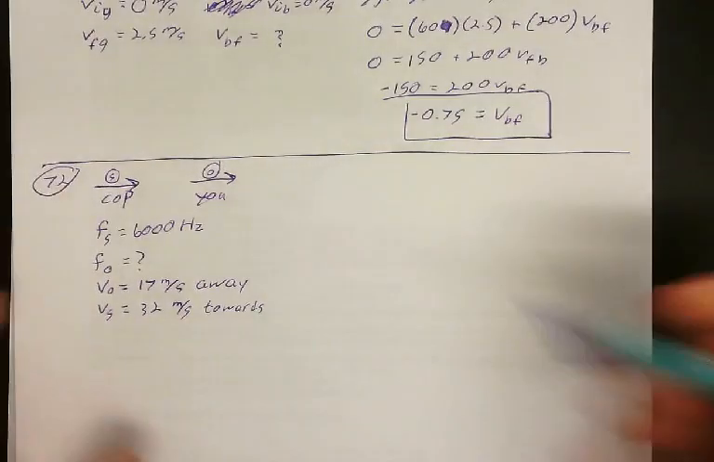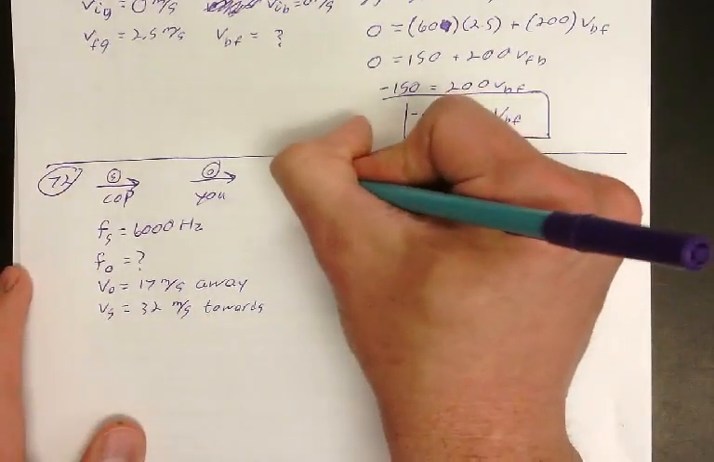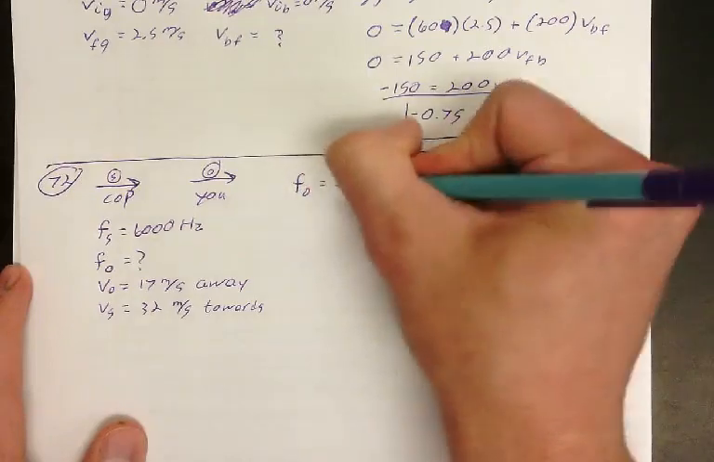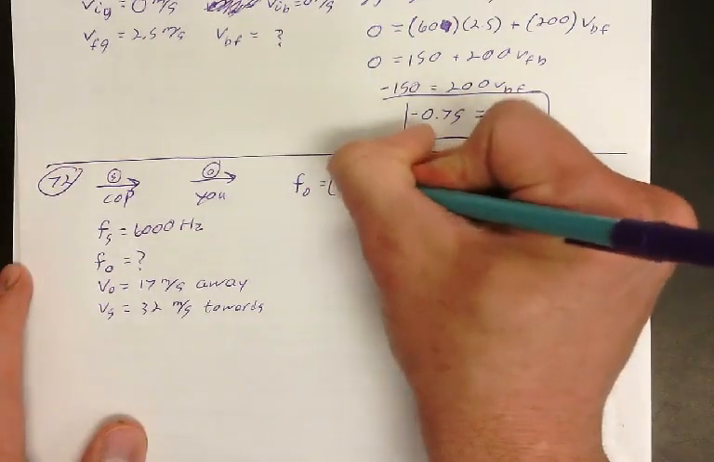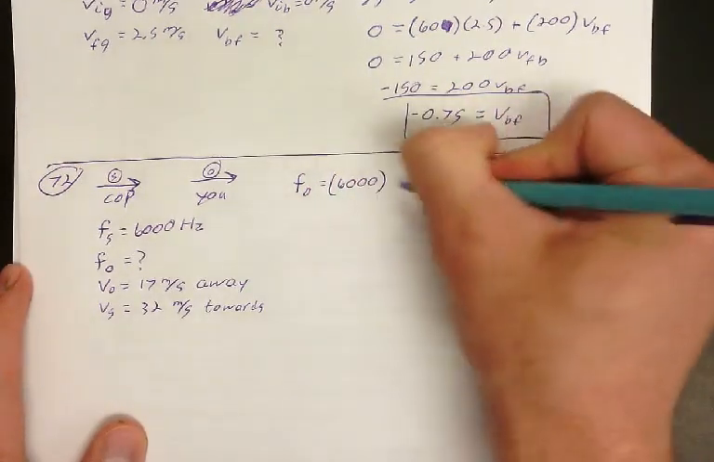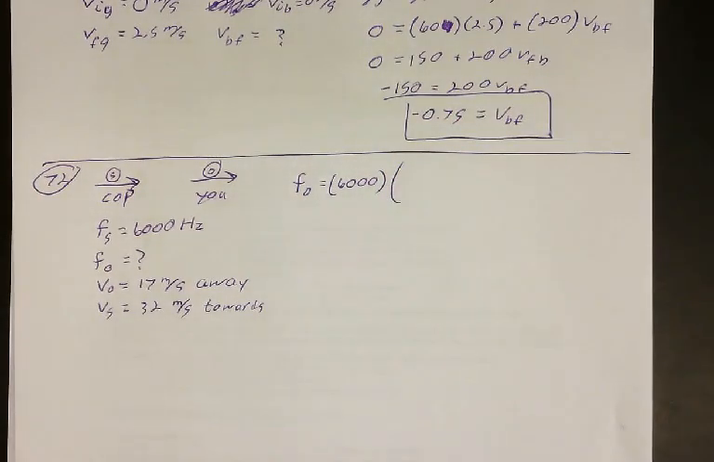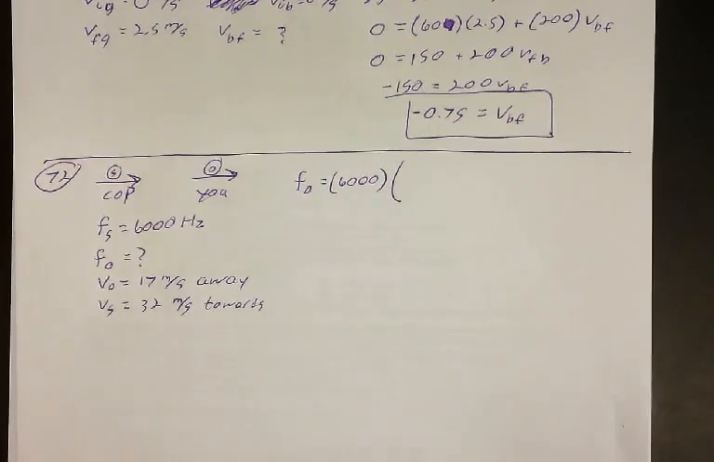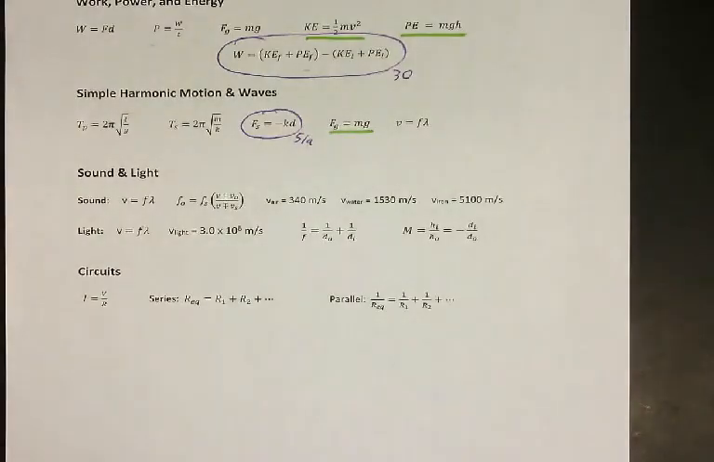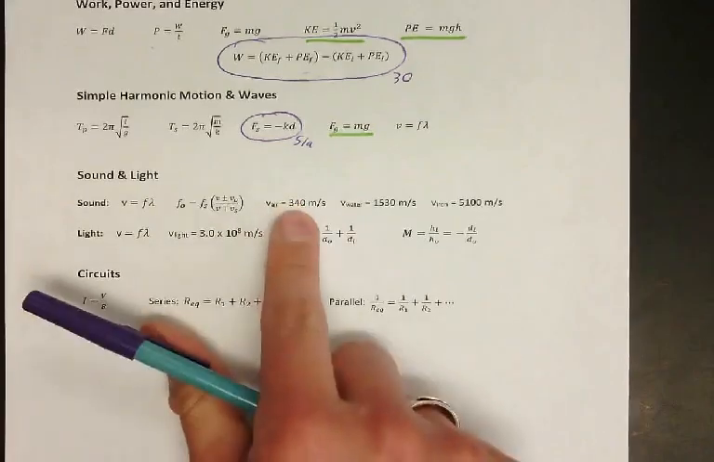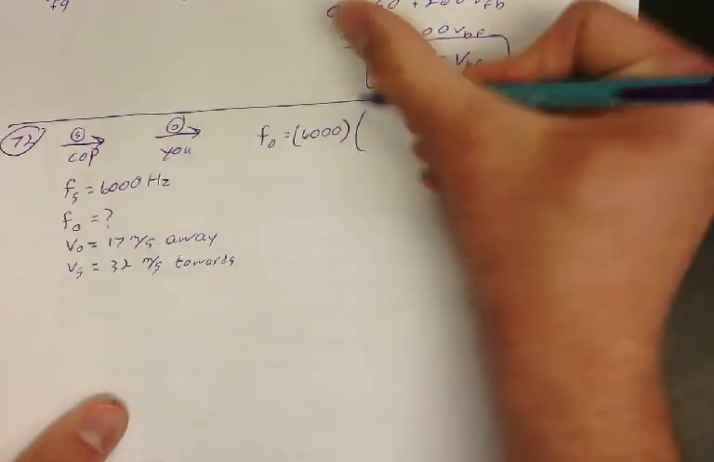So FO is what I'm solving for, equals FS, which is 6,000, times V. Now here's the thing. I need to figure out what V is. Well, V is the speed of the wave. So I ask myself, what kind of wave is this? Sound. And what's the sound going through? The air. So it's 340 that I'm using.